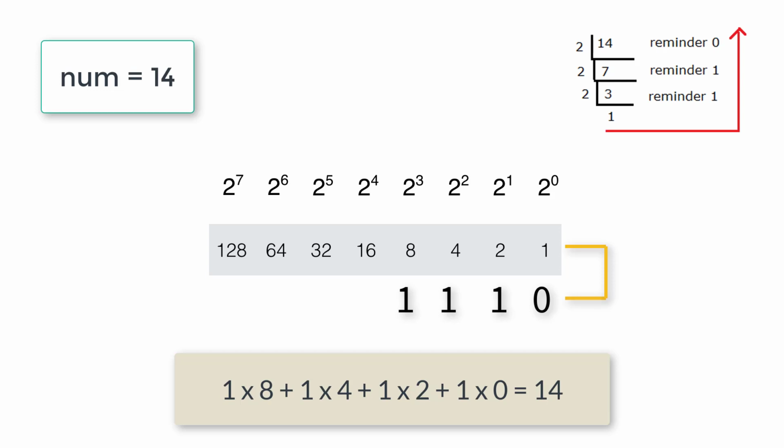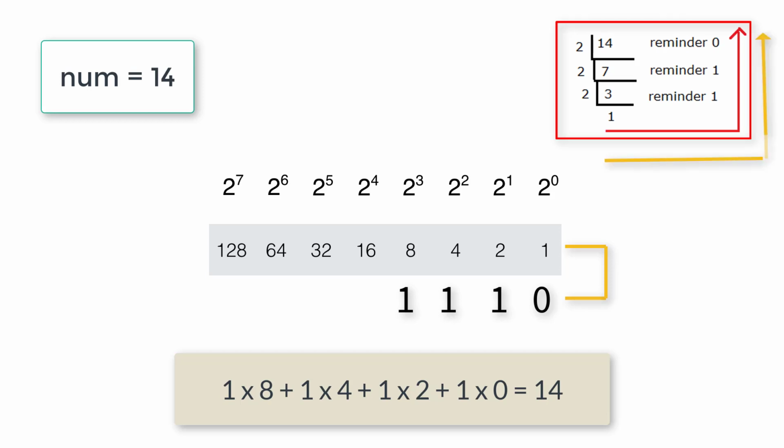Again, divide the number 7 by 2. You will get 3. Modulo divide 3 by 2. You will get a remainder of 1. Divide 3 by 2. You will get 1. So now write these remainders from down to up, that is 1, 1, 1 and 0, which is equal to our number present here.